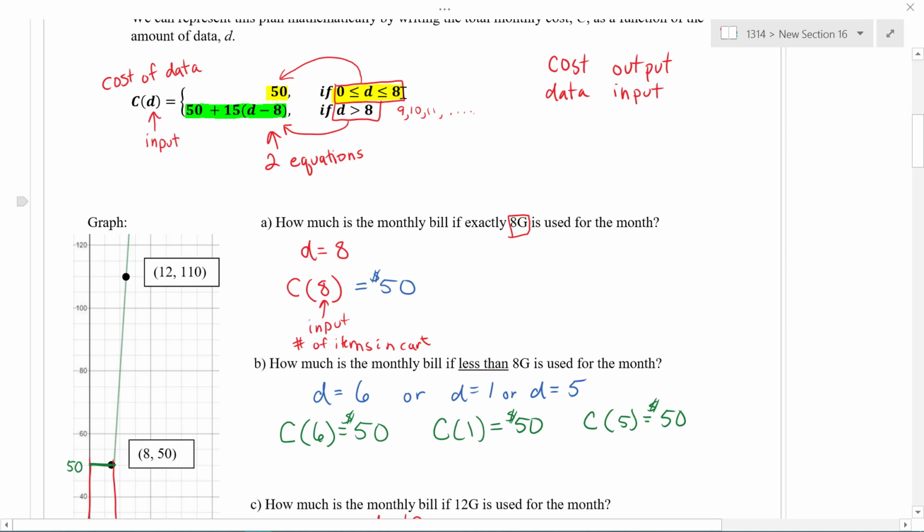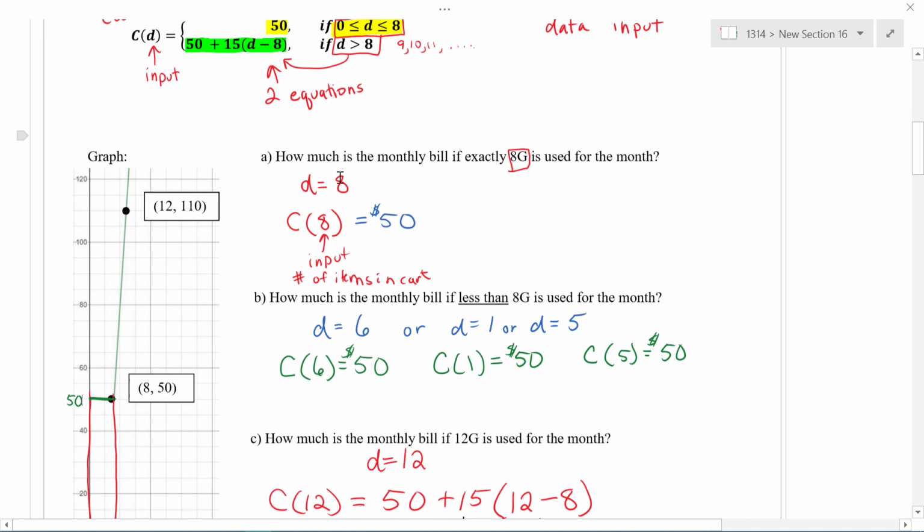So when 8 is included, we use the top equation. For values that are greater than 8, where 8 is not included, we use the bottom equation. So that bottom equation actually starts to grow really quickly. Okay, and it continues to grow forever. But we see at 12, when we put in that D value of 12, we got out $110. So the value for that cost starts to change pretty rapidly once we start to go over our data limit. Okay, so you see that the graph itself actually changes after that D value of 8.